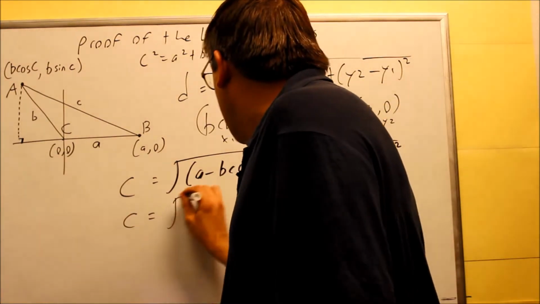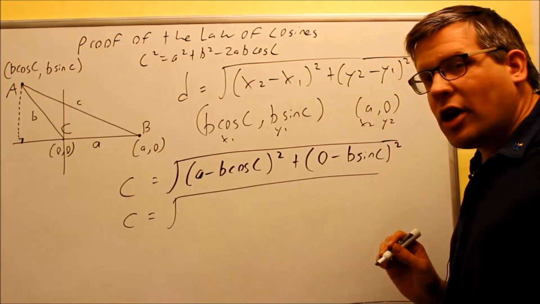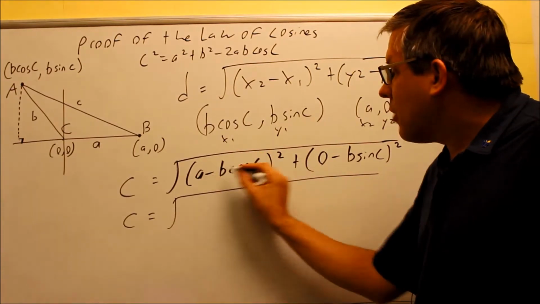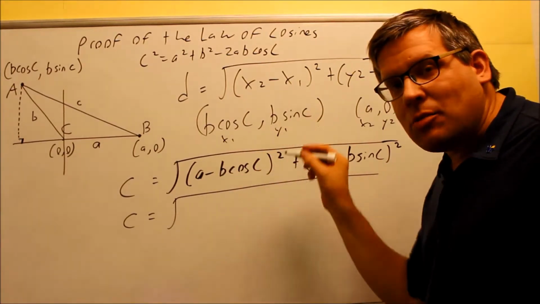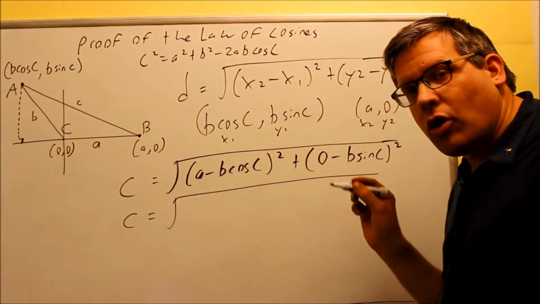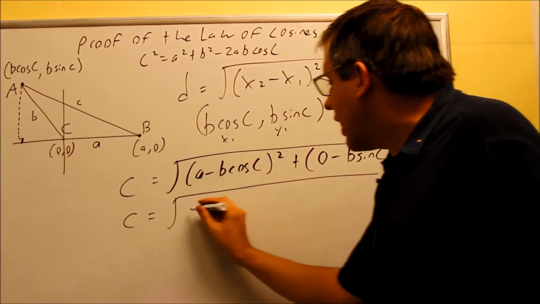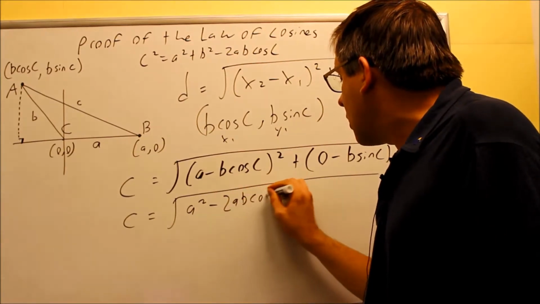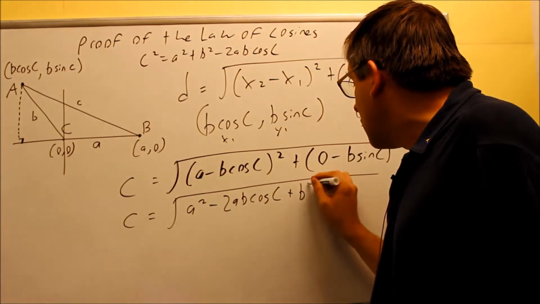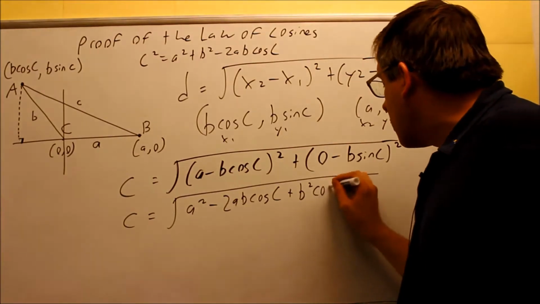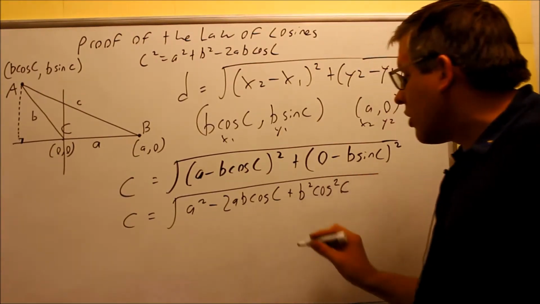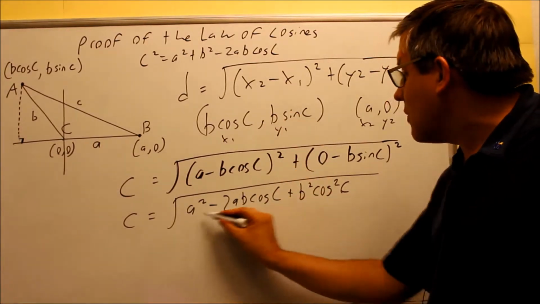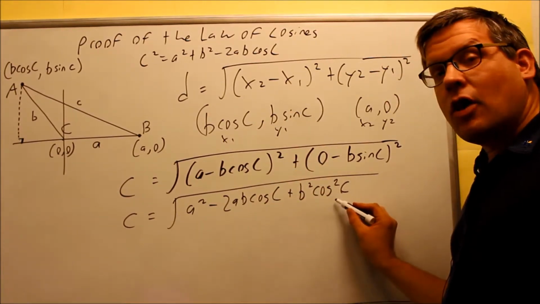Now I'm going to keep on going and do some simplifying. This part, I want to expand that. So I want to do a minus b cosine c times a minus b cosine c. I've got to do a FOIL on that one. So when I multiply that, I get a squared, minus 2ab cosine c, and then plus b squared cosine squared c. That's what I'll get when I multiply a minus b cosine c times a minus b cosine c. That's the fully expanded version.